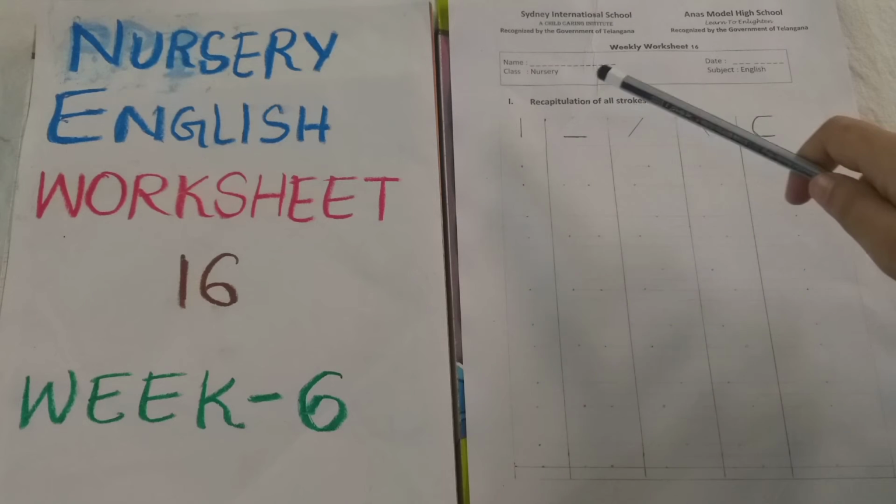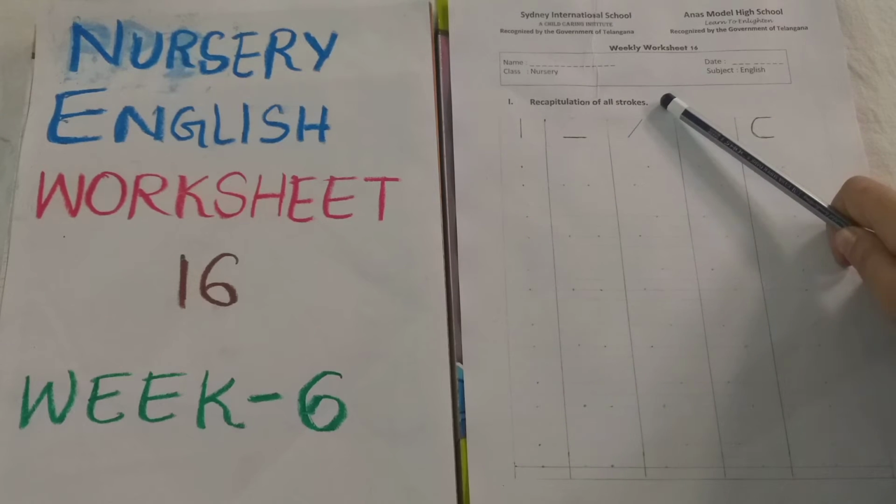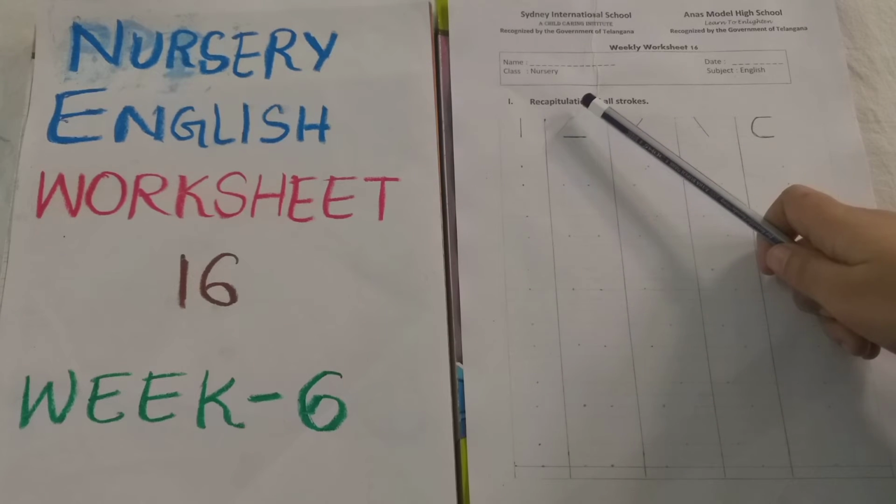Again we are back with English subject. You can see on your screen English worksheet number 16, week 6. This is your week 6, children, and in the week 6 video you can see worksheet number 16, recapitulation of all strokes. We are going to recapitulate the strokes once again.